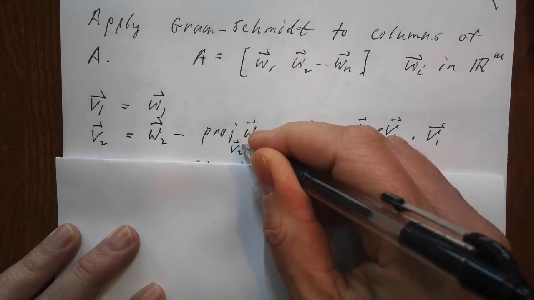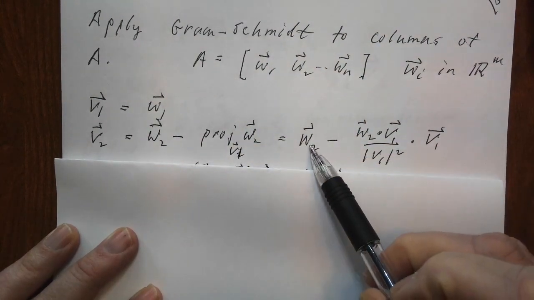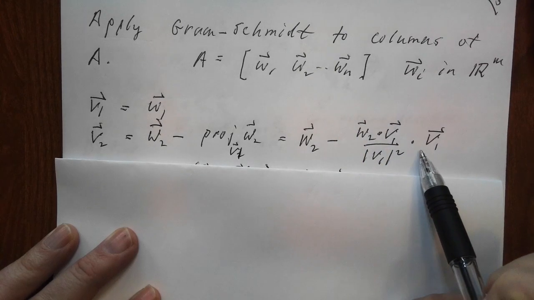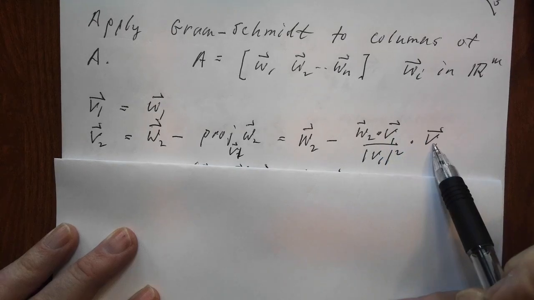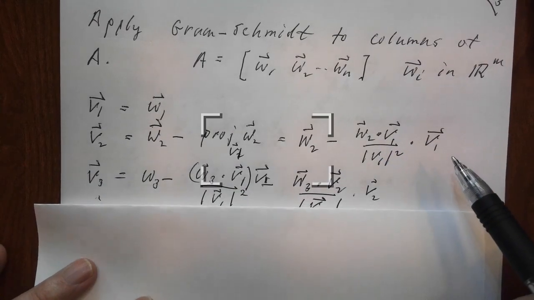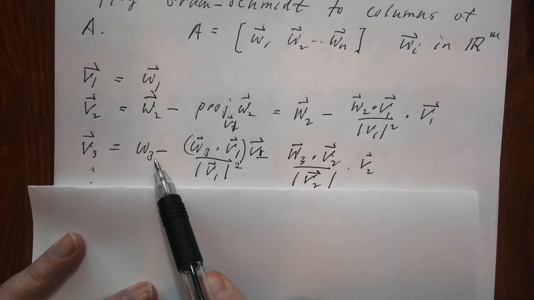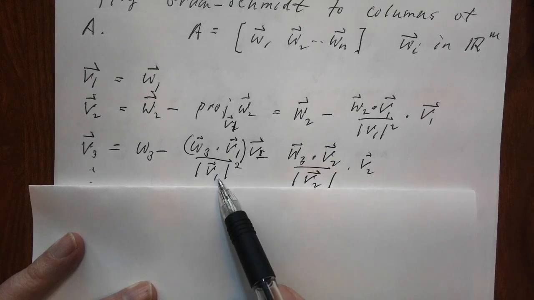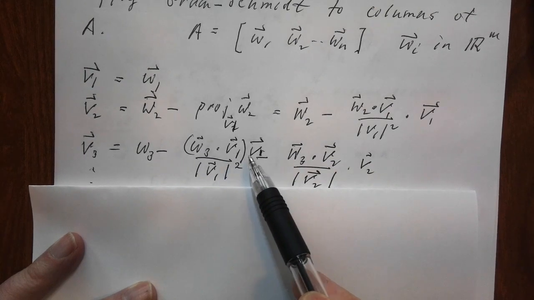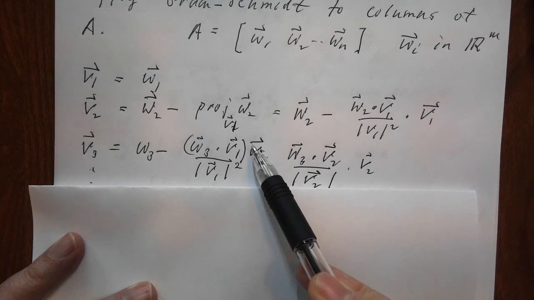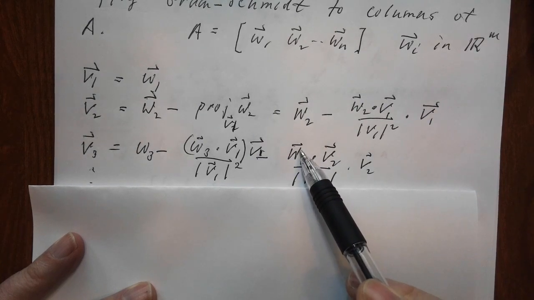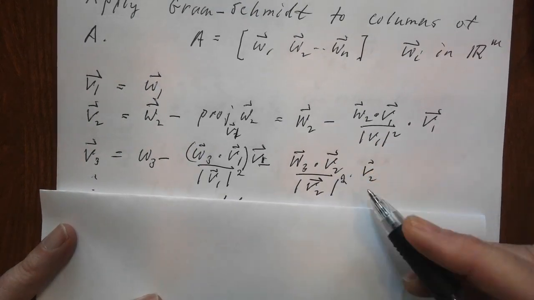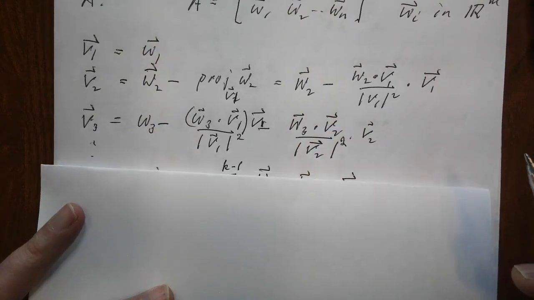To get V2, we take W2 and subtract from it the projection of W2 onto V1. So we have W2 minus the dot product of W2 with V1 over the length of V1 squared, and all of this scalar is multiplied by V1. V3 would be W3 minus the dot product of W3 and V1 divided by the length of V1 squared. That's a scalar. We multiply that scalar by the vector V1. And then we take W3, dot it with V2, divide by the length of V2 squared, and multiply that scalar by V2, and so on and so forth.